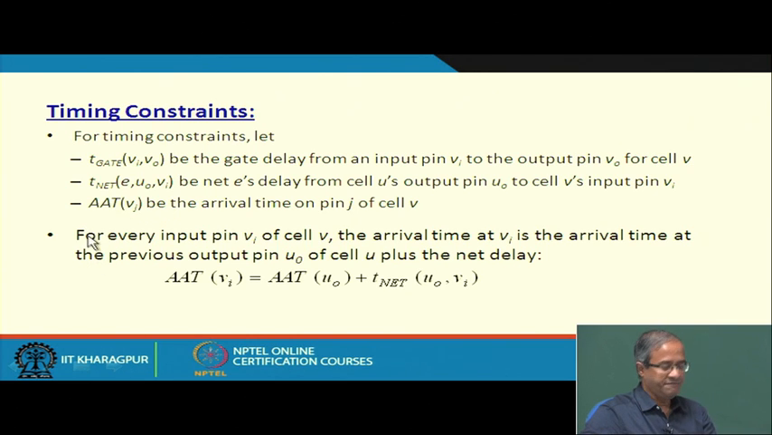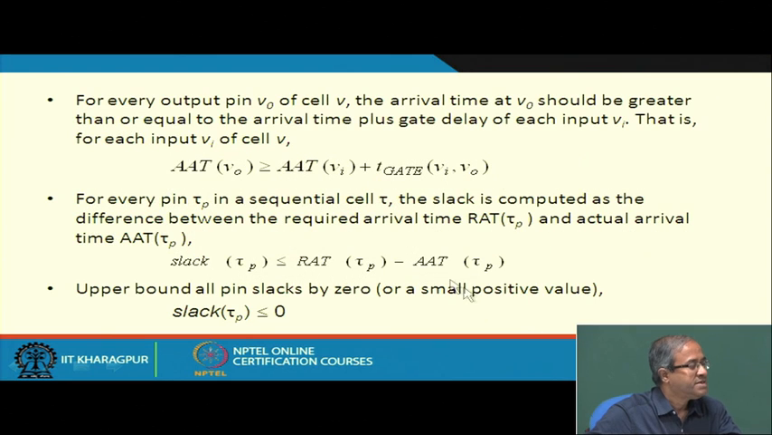So, there are a few timing constraints you can identify. The first one is, you are saying that for every input pin of cell v, the arrival time at v_i will be the arrival time at the previous output pin u_o plus the net delay. So, AAT of v_i should be the arrival time in the previous output plus the delay of this net from u_o to v_i. Okay, this is clear. This is one. Similarly, second constraint will be, for every output pin v_o of a cell, the arrival time at v_o should be greater than or equal to the arrival time of each of its inputs plus the gate delay.